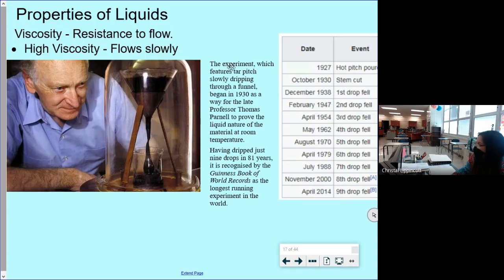This is kind of interesting. One of the properties of liquids is viscosity. Viscosity is a resistance to flow, and high viscosity means that it's going to flow slowly. So don't write any of this stuff down here or this chart or anything. Just write these couple lines right here. I'm going to talk about this when you're done writing.